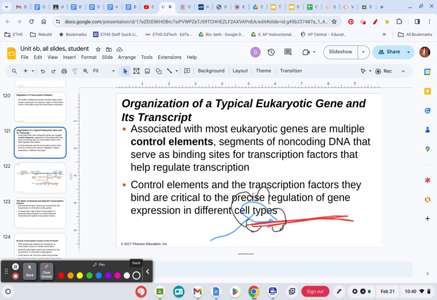So if those transcription factors are there, it makes it easier for it to attach properly and produce its mRNA transcript. If you don't have that, it can still happen. You can still have the transcription, but it might not be done as efficiently and you might not be able to produce as much of a product. So that's all transcription.